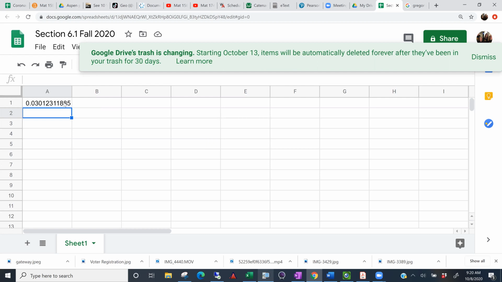Now, is anyone going to be doing this on the graphing calculator? Any graphing calculator fans out there? I did it on the graphing calculator and I got the same answer. Same here. Okay, all right, good, good.